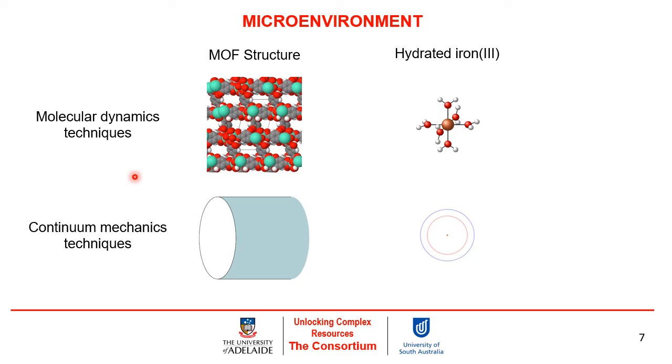The first is called molecular dynamics. This calculates the interaction between each atom. So if we look at an atom by the hydrated iron interacting with each atom on the MOF crystal. The second approach which I used is calculating the interaction between shapes, where we isolate a pore and we approximate it using a cylinder. The iron 3 is approximated by a point and two concentric spheres.